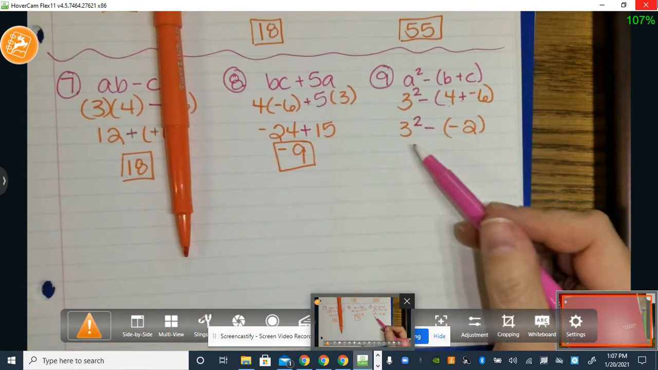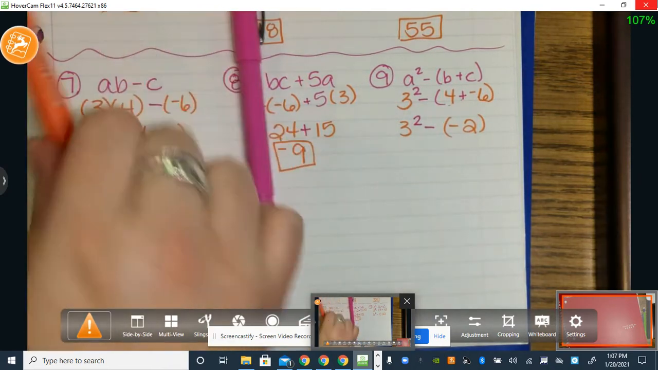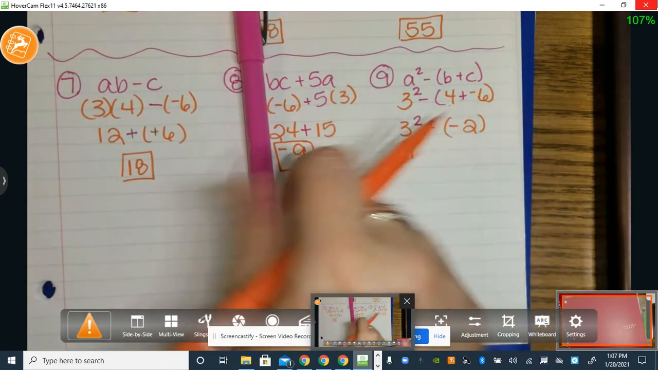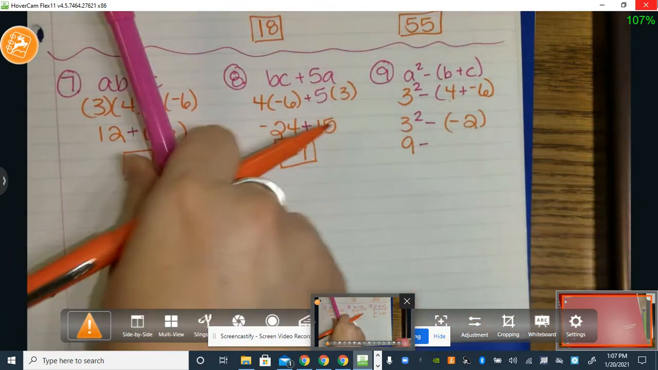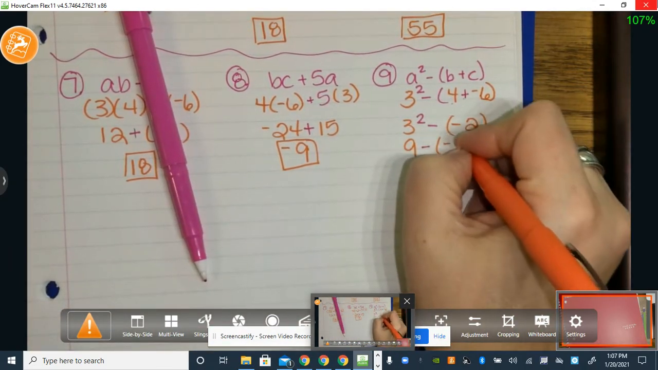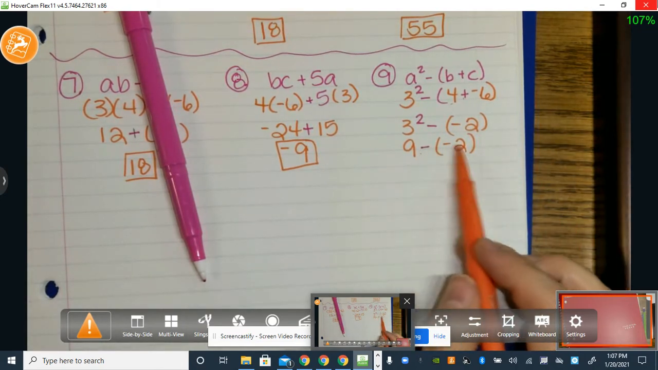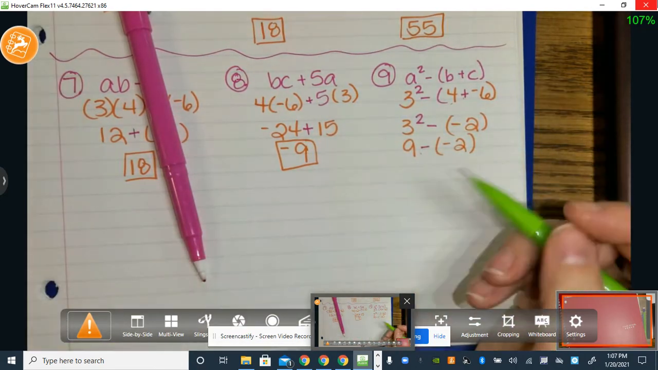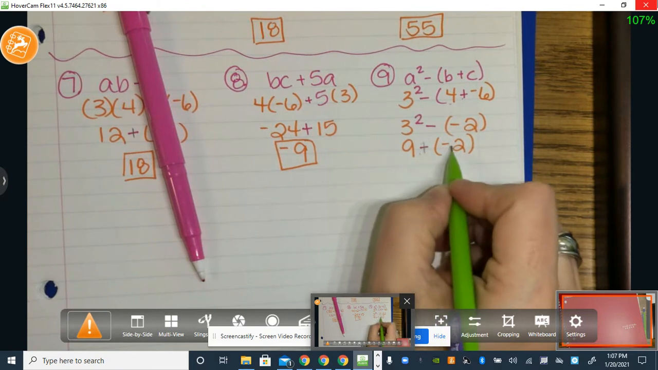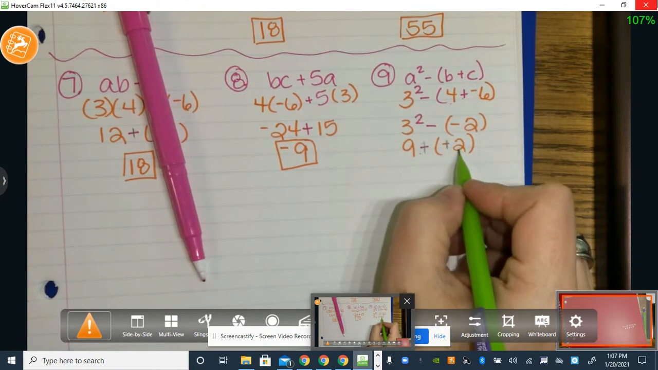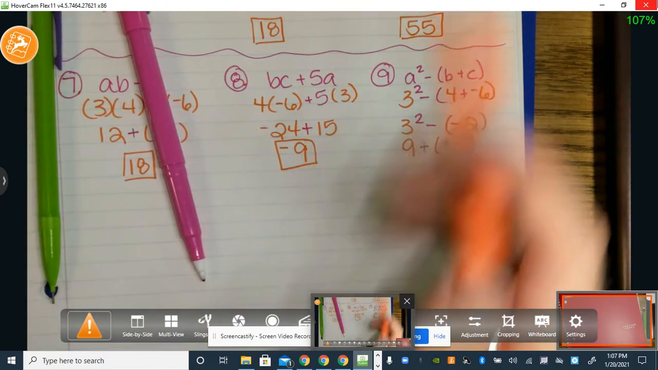Okay, so now I have 3 squared. That's 3 times 3, which gives me 9, minus a -2. Okay, and I have subtracting a negative. Remember, when I subtract a negative, I add its opposite. So 9 plus 2: 9, 10, 11. My answer would be 11.